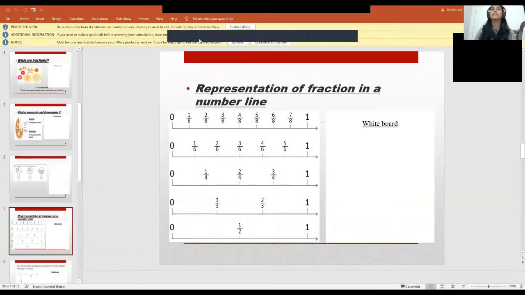Representation of fraction in a number line. So all of us have a scale. Even I have a scale. Anyway, so now all of you have seen in your scale you have your one, you have two, then after some length you have three and four, and it goes on. So you can have a tiny scale or a very big scale, but it doesn't matter. Okay, so we're gonna represent fractions in a number line. So let's start very simple.